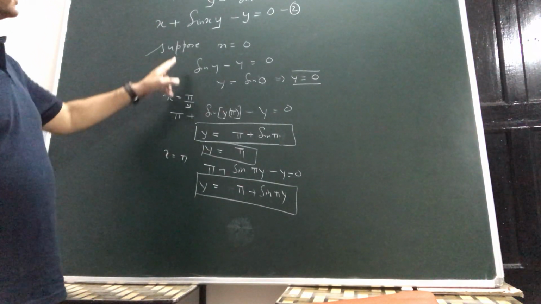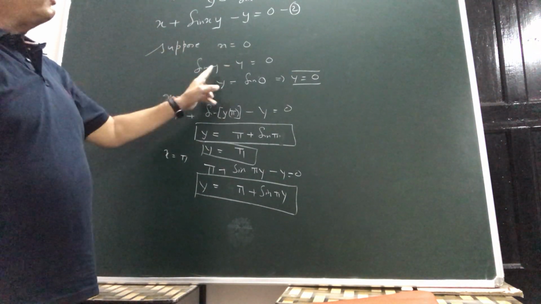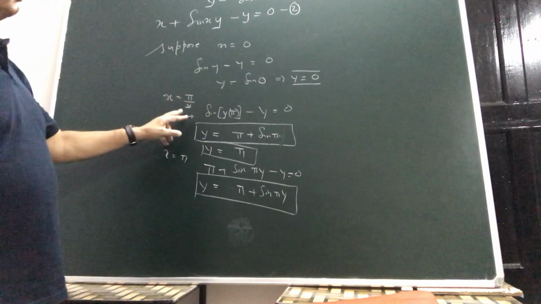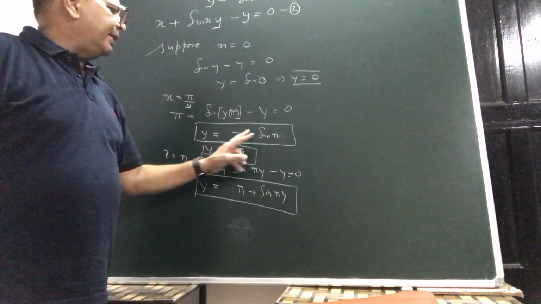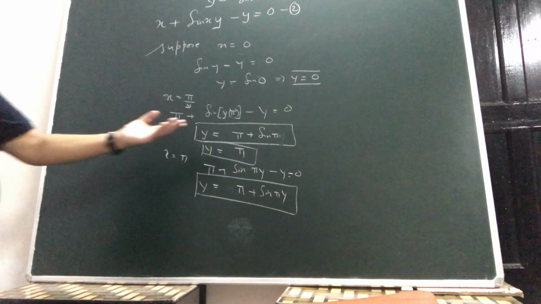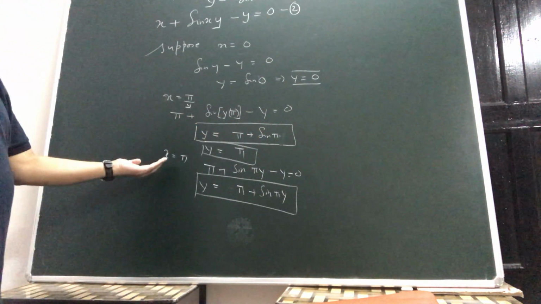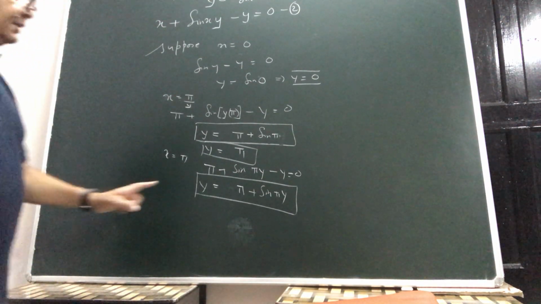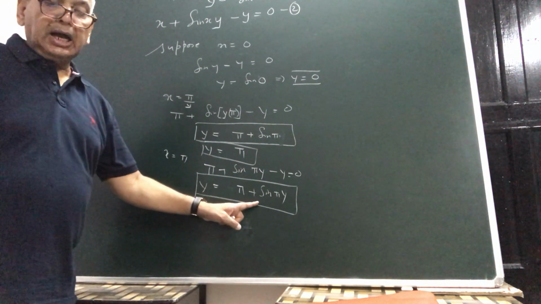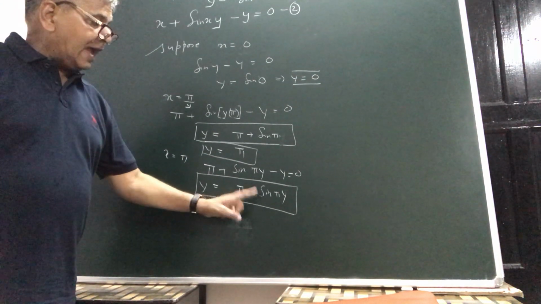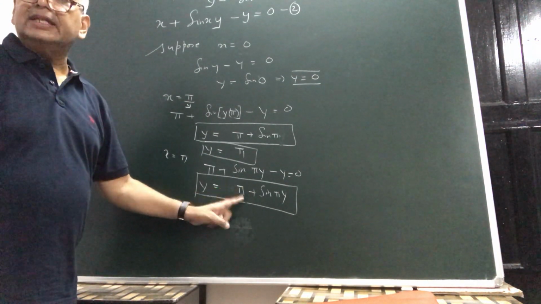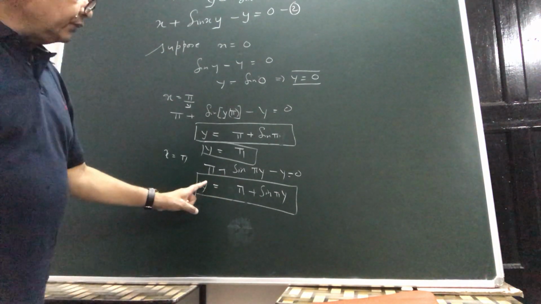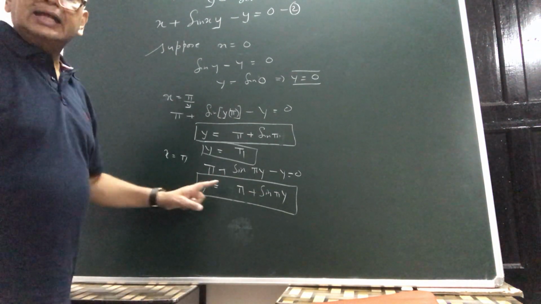So clearly we are seeing that when we are changing the values, when x is 0, y was 0. When x is pi, y is again pi plus sine pi, that is pi. And when it is pi, then it is pi plus sine pi y. So here, in the third case, you still have not been able to find the value of y, because here you had to do some other analysis.